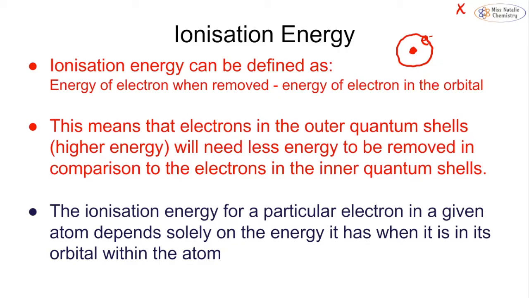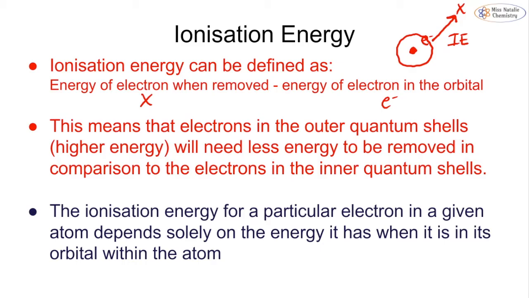So that's the energy of the electron when it is removed. The energy of the electron that's in the orbital is when it is just as it's shown in the diagram, when it's that e minus. The ionization energy is the energy required to go from here up to there.